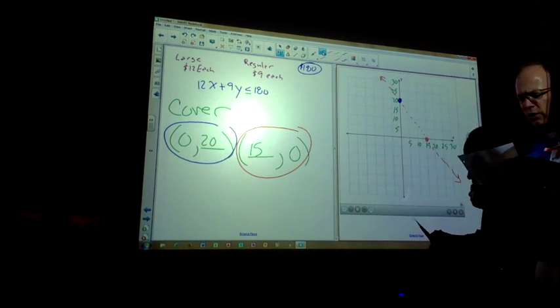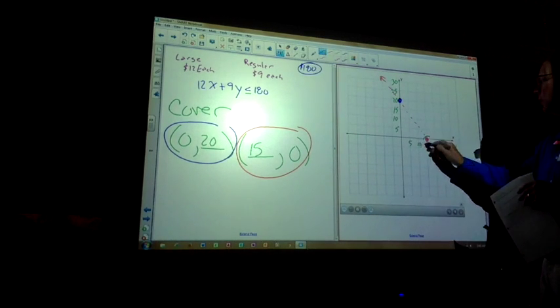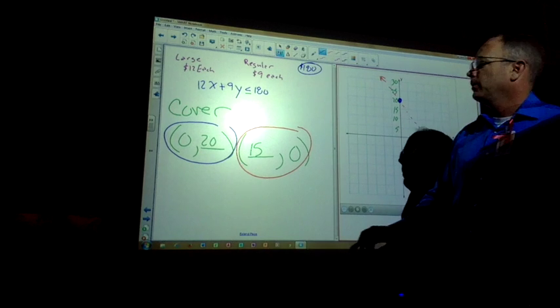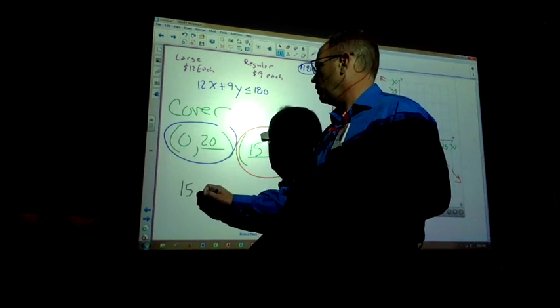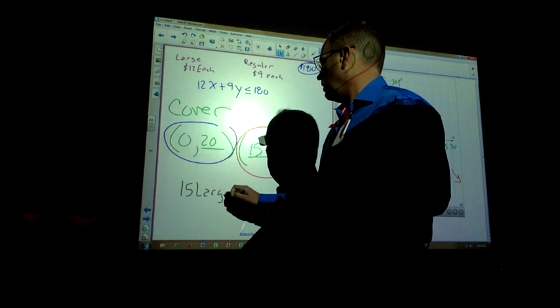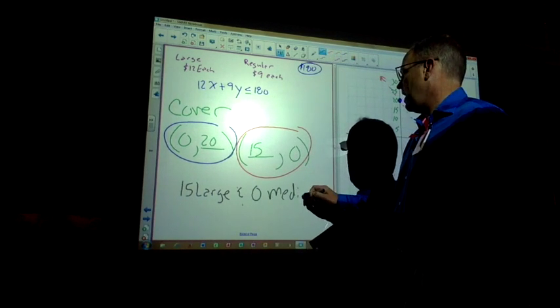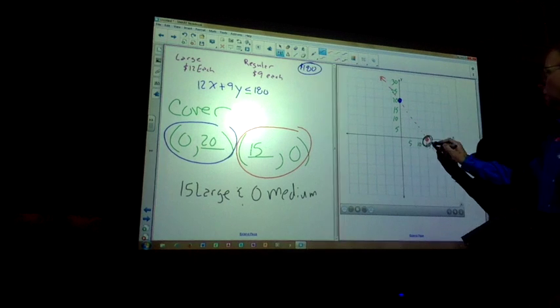So let's do this first. Calculate the X-intercept. What was the X value in our situation? 20. What did X represent? Large pizza. Large pizzas. So they can buy 15 large pizzas and 0 medium pizzas, and that's what this means.